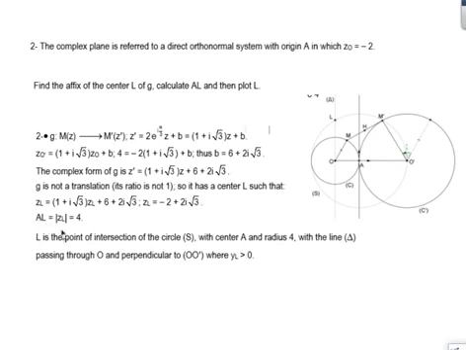AL is modulus ZL minus ZA, but in the given system, A is the origin, so ZA is 0, thus AL becomes modulus ZL, which is radical of minus 2 squared plus 2 radical 3 squared, which gives 4. Since AL is 4, we say L is a point on a circle of center A and radius 4.